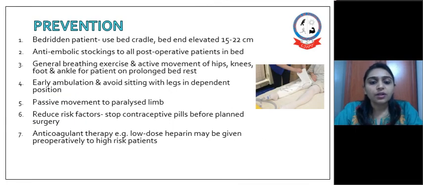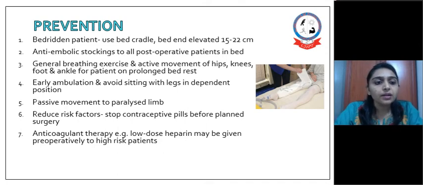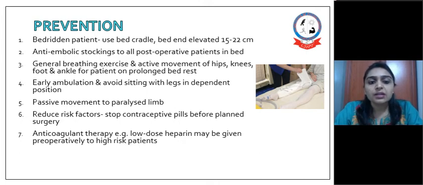How can we prevent deep vein thrombosis? 1. A bedridden patient is required to use a bed cradle, and the bed end is elevated 15 to 22 cm until the patient becomes ambulant. 2. Anti-embolic stockings for all postoperative patients in bed are suggested.